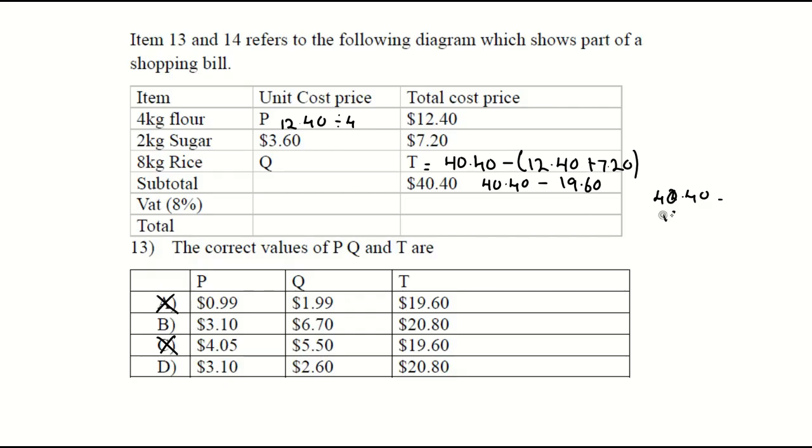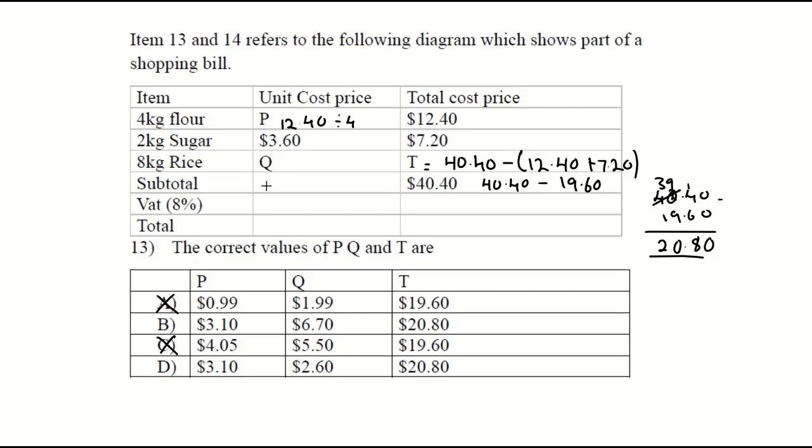$40.40 minus $19.60. Remember, you're not allowed a calculator, so you do have to do some type of working, right? 4 minus 6 cannot, so this will turn to 3 and 14. 9 minus 9 is 0, 14 minus 6 is 8, 3 minus 1 is 2. So $20.80 is T. So it could still be B or D.